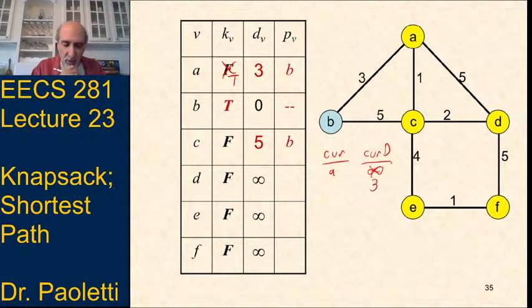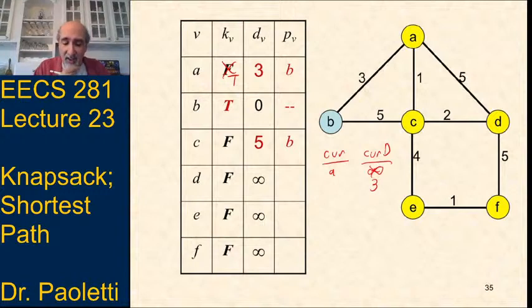So now we know the best way to get to A, and we've got to update A's neighbors. So let's run through the loop. A is already true, we can't change it. B is already true, we can't change it. We get to C. Hey, I could get to C at a lower cost than 5, right?